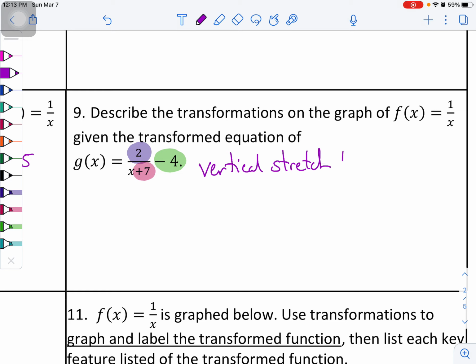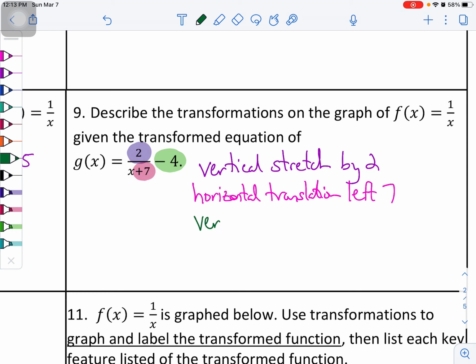All right, so that positive 2 in the numerator is a vertical stretch by 2. You're basically taking your entire function and multiplying all its values by 2, which is going to stretch it further away from the x-axis. A plus 7 in the denominator with the x, that's a horizontal translation. Because it's plus, it's actually going to be going to the left 7 units. It's kind of weird, it's kind of backwards, but we work with it.